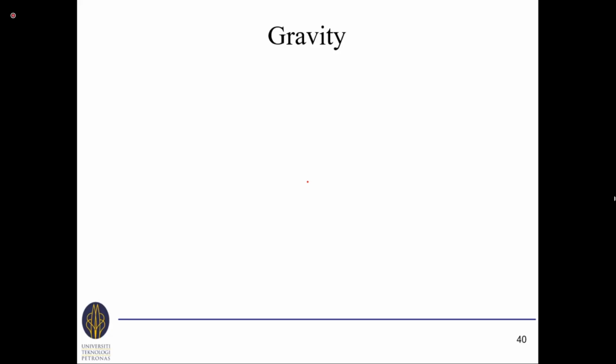Okay, for the gravity, can you still see the slide? Is it okay? Still okay? Yes, please. The slide for gravity was blank, right? Yes, just now it was blank. I'm sorry for that. I just switched on the power.